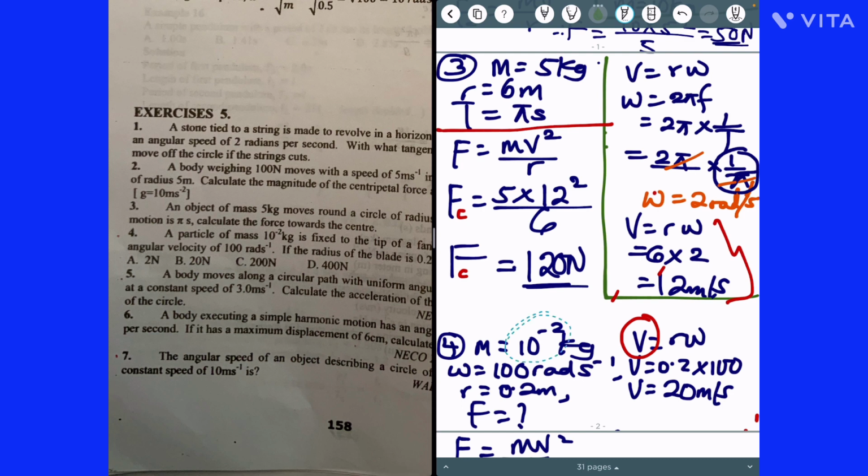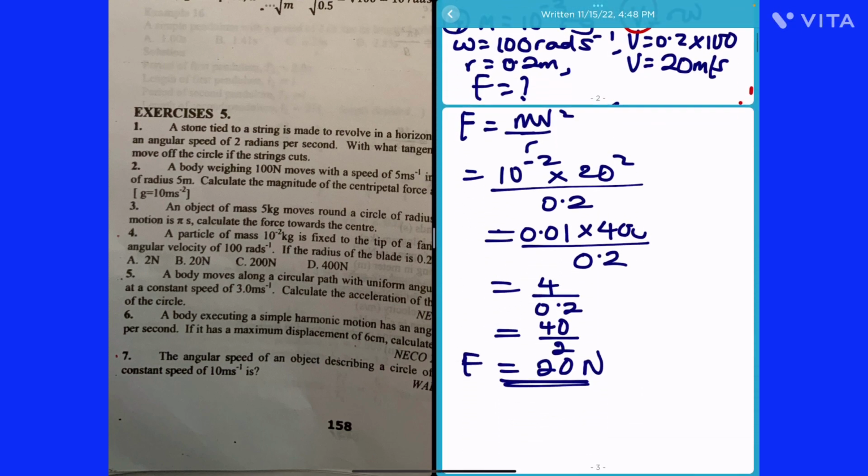We know the mass of the object. We know the angular velocity with which the fan blade is rotating, and we know the radius of the fan blade. Centripetal force will be what? Question mark. That's what we are looking for. So first thing, let's get our linear velocity around this circle. V is RW, as in radius of the circle times angular velocity. So V is 0.2 times 100. That gives 20 meters per second. If you get 20 meters per second as V, all you have to do is what?